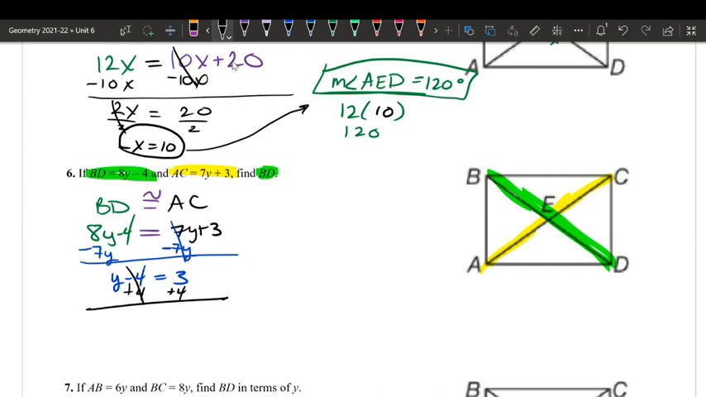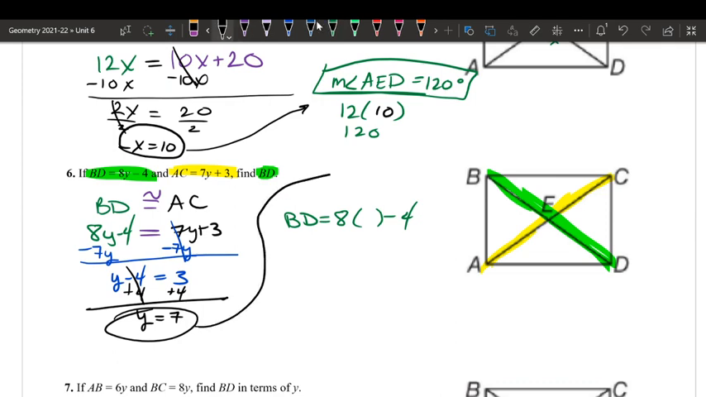So add 4, and y equals 7. So I found out what y is, but I need to find BD. And BD equals 8y minus 4. So I take y is 7 and plug it in right there.